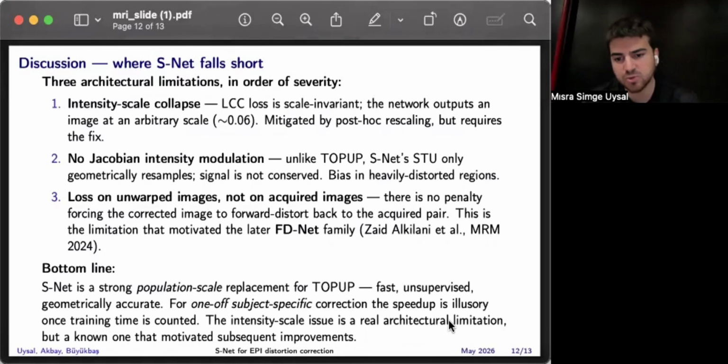Overall, SNet is a strong, unsupervised, and very fast alternative to TOPUP at population scale, but for one-off subject-specific correction, the training time reduces the practical speed advantage.